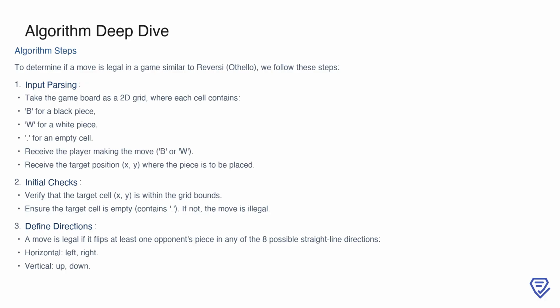Once we have the input, the first step is to perform some initial checks. We verify that the target cell is within the board's boundaries and that it is currently empty. If the cell is not empty, then the move is immediately deemed illegal. Additionally, we need to define the directions in which the move could potentially flip pieces. For this game, there are 8 possible directions to consider: horizontally to the left or right, vertically up or down, and diagonally in all 4 directions: top left, top right, bottom left, and bottom right.